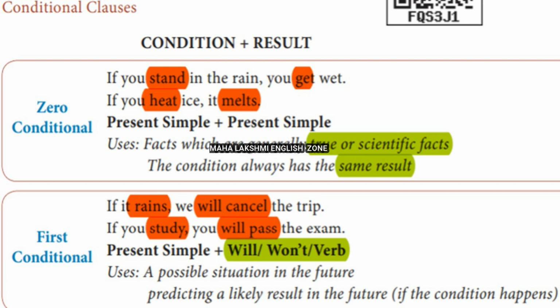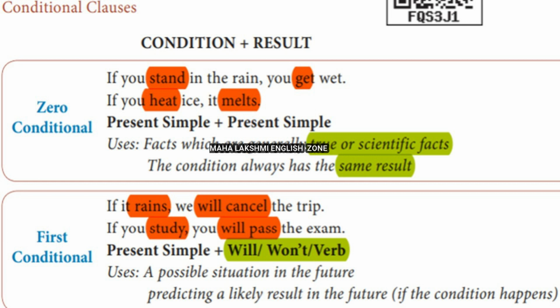If it rains, here rains is the verb and it is in simple present tense. So what I told, if the verb in the if clause is in simple present, the answer will take either will or won't plus verb. In the main clause we see, we will cancel the trip. So what is the answer? Will plus verb, so will cancel. So the if clause contains present tense, and so the main clause gets the answer will cancel.